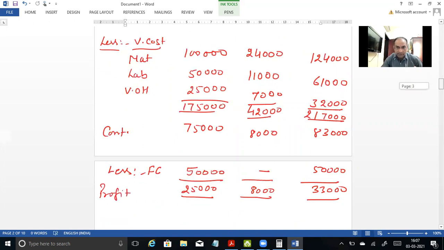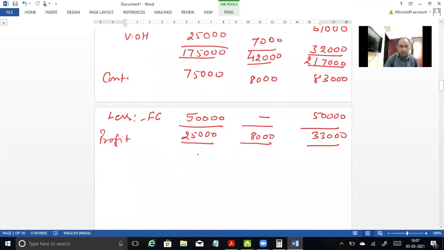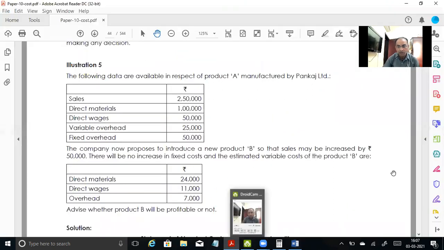So it is indicating that when we were producing only product A, our profit was just 25,000. By introducing product B also, our overall profit has increased by 8,000. So it would be profitable for the company to introduce product B, because the overall profit has gone up to 33,000 from 25,000. So yes, the decision to produce product B is profitable.